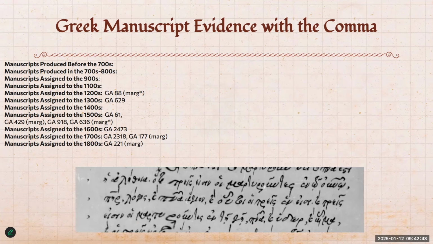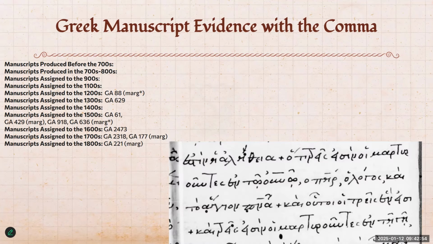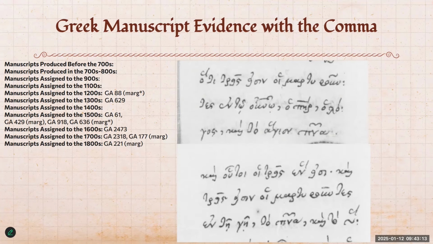The next one is GA 918. This was well after Erasmus was dead, and it is a copy of his 5th edition. So someone handwrote Erasmus's 5th edition. We skipped another one. We skipped 636. We'll come back to that one. But this one is 1634. We know because it actually has the date in it. So it's after the KJV was even done that this manuscript was created. This one is in the 1700s, GA 2318. So very late.